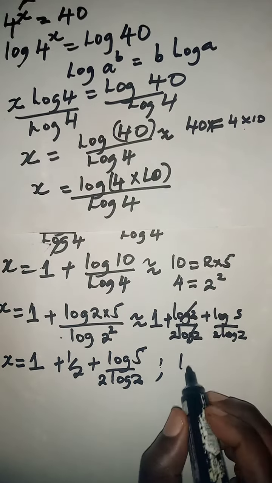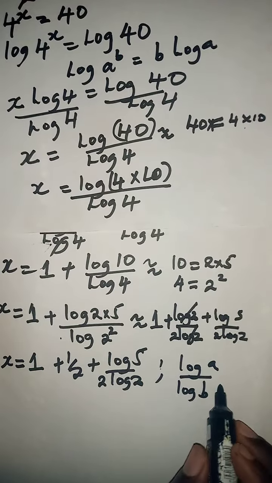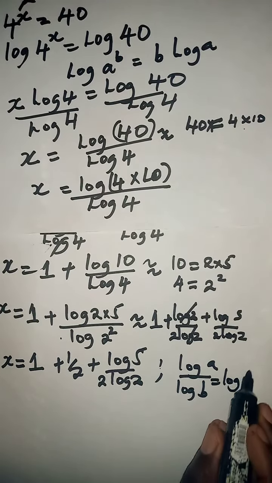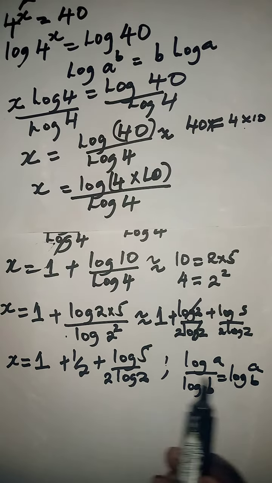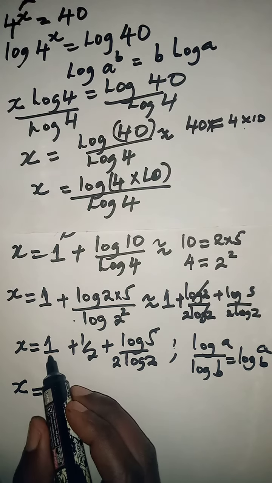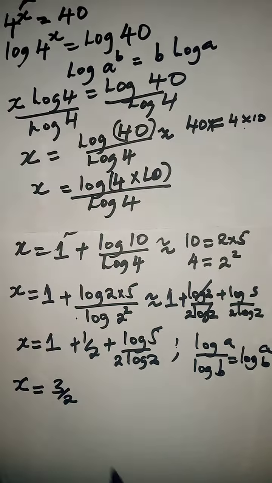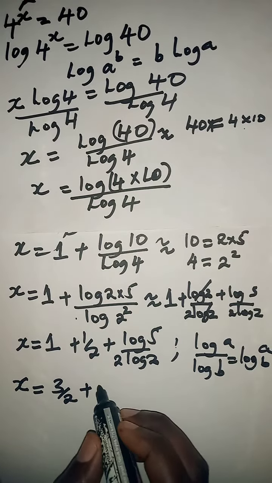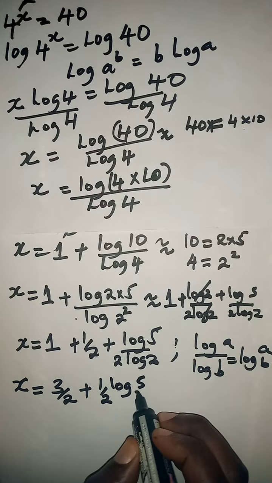We can also recall that wherever you have the log of A over the log of B, this can be written as the log of A to the base of B. I'm going to use this relationship here so that X now becomes, of course, 1 plus a half. I'm going to write it as 3 over 2 plus a half to the log of 5 base 2.